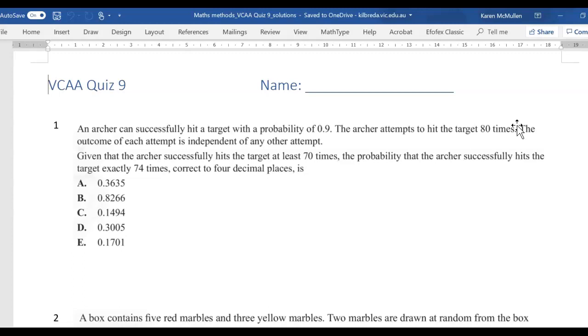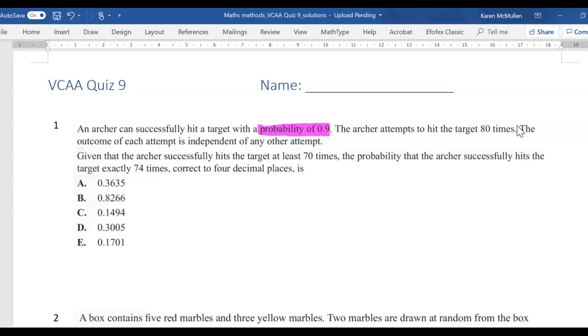So you can see in this question here, they've given you information, and from it, we're going to be using the binomial distribution, but nowhere in this question does it say using the binomial distribution. So you've got to think, well, what words do I need to look out for? An archer can successfully hit a target with a probability of 0.9. That's important. Also, highlighting the important parts of a question just means you can pick them out of all the words.